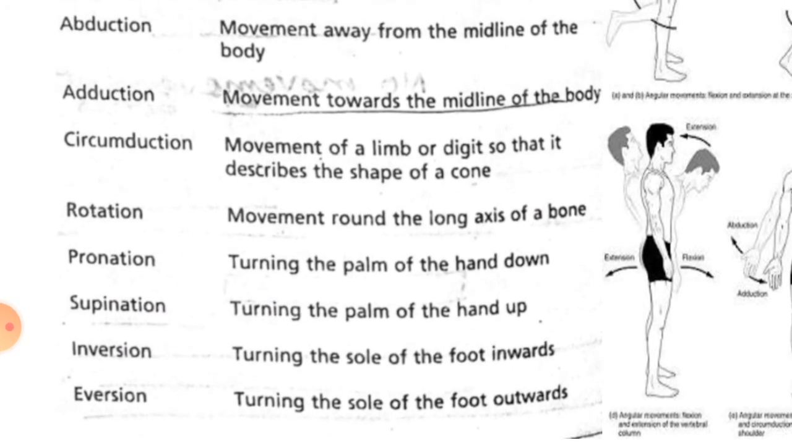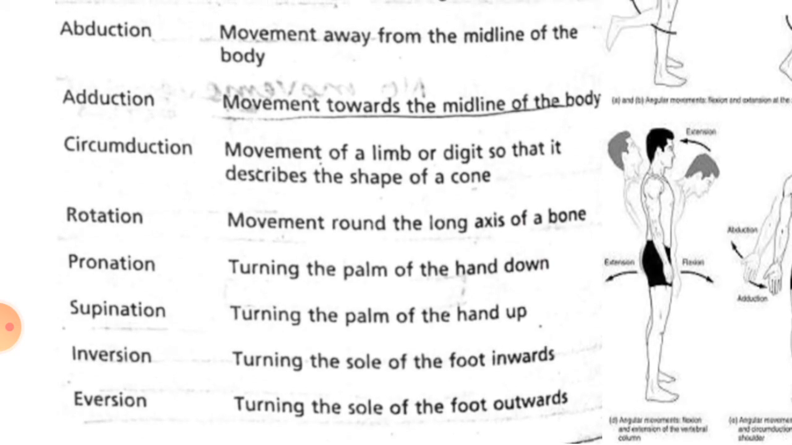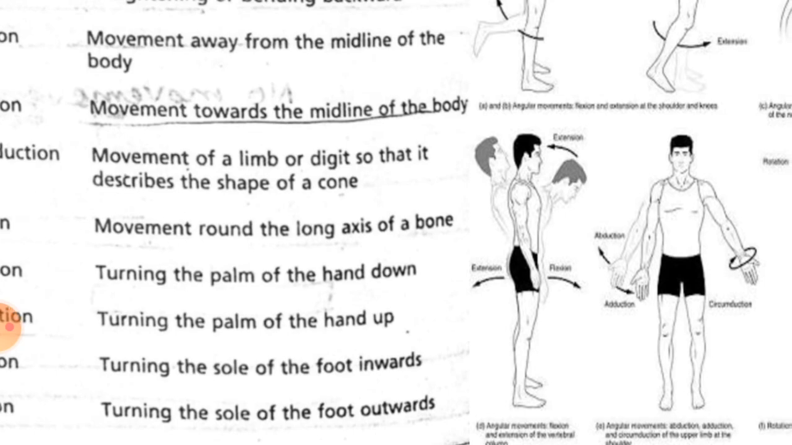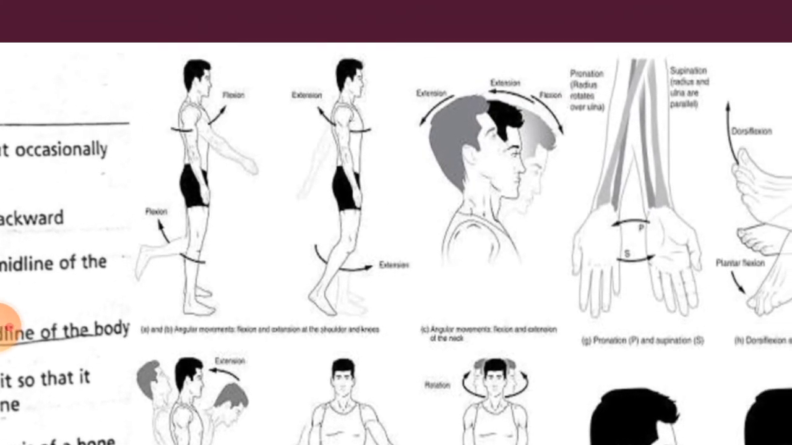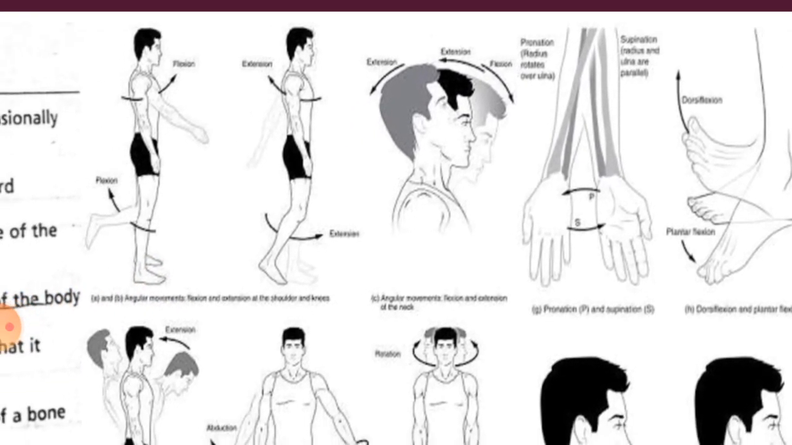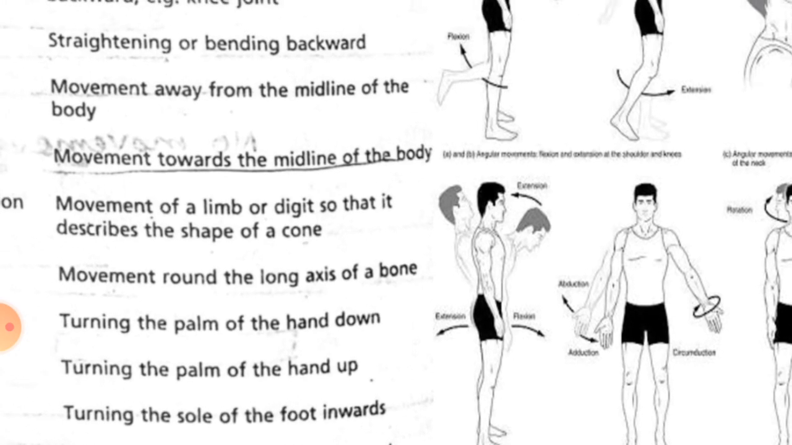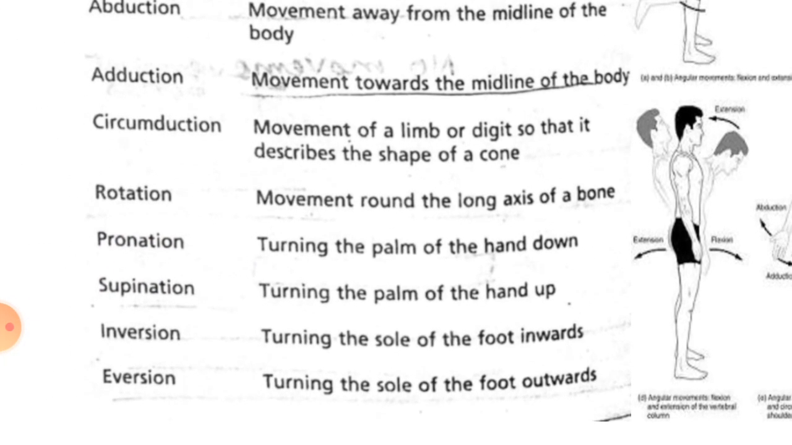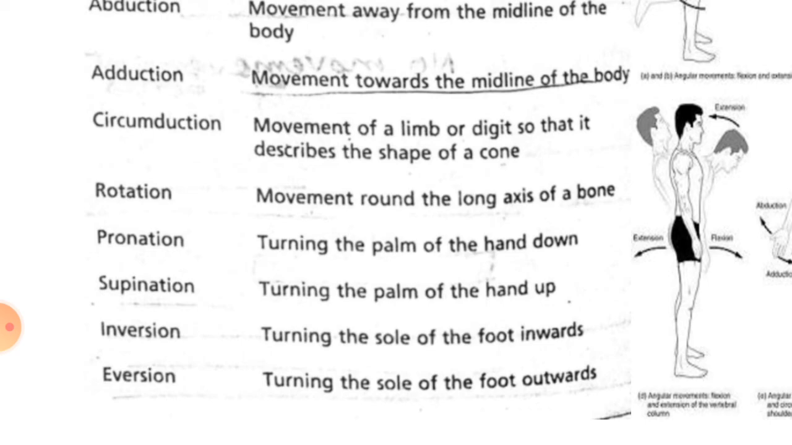Next is rotation, movement around the long axis of your body, for example, the internal rotation and external rotation. I think there is no example of rotation here, but rotation includes internal and external rotation of a joint. Then come pronation and supination, and we know that these are related to the palm. If you turn the palm of your hand down, then this is called pronation, and if you turn the palm of your hand up, then this is called supination.